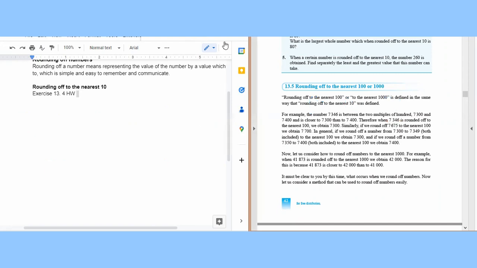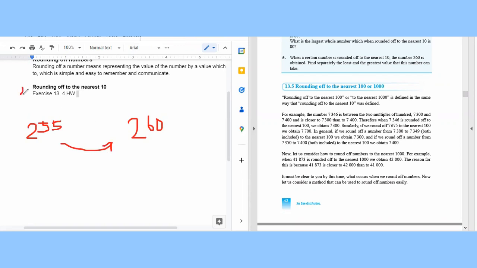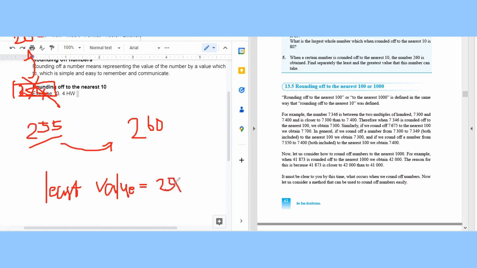So let's see. 260 is what you need to get. So if you consider 255, that will give you 260. But if you get 254, it doesn't give you 260, it will give you 250. So this is wrong, 254 doesn't come. That 255 will give you 260. So 255 is the least number. So the least value is 255.